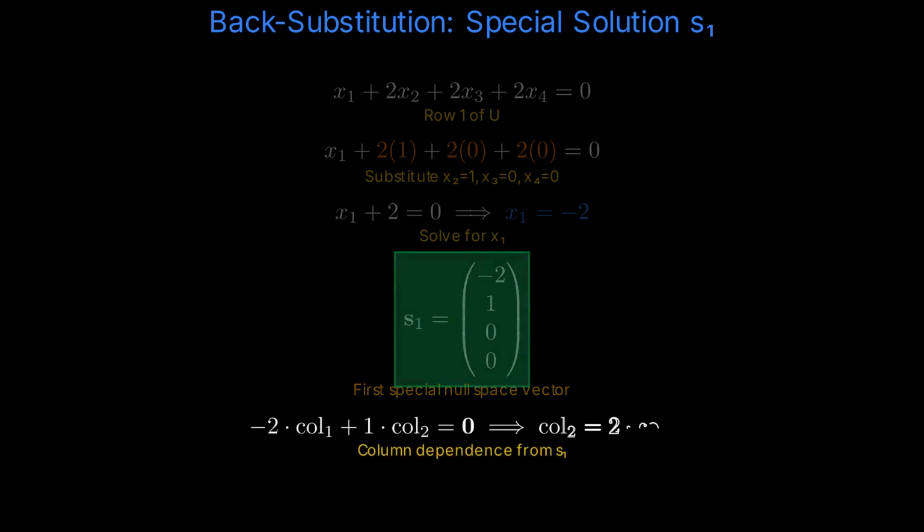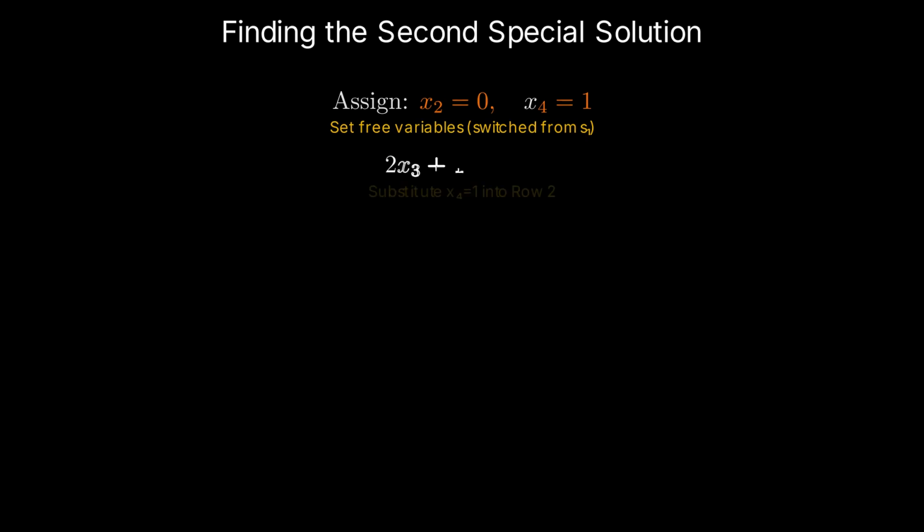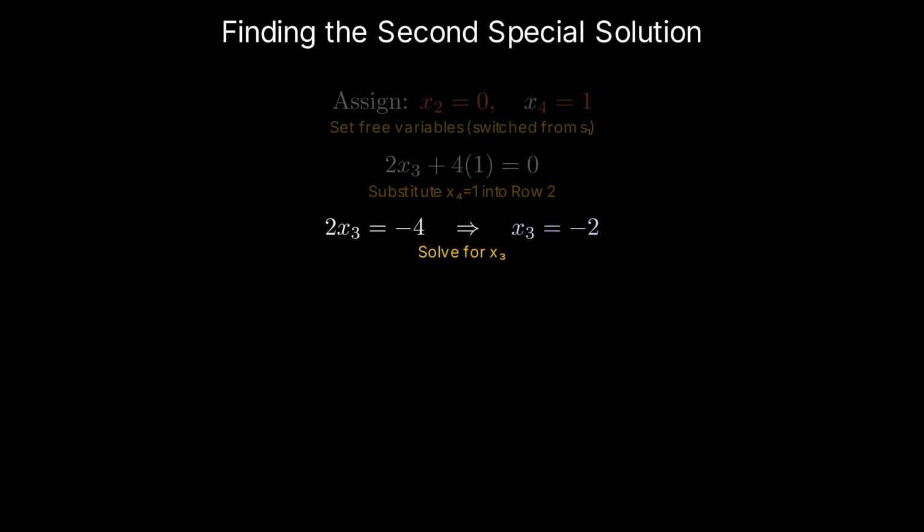Let's read the column dependence. Negative 2 times column 1 plus 1 times column 2 equals the 0 vector. This tells us that column 2 is exactly twice column 1. Now let's find the second special solution. And this time, we switch the assignments for the free variables, set x2 equal to 0 and x4 equal to 1. Starting with row 2, 2x3 plus 4 times 1 equals 0. So 2x3 equals negative 4.